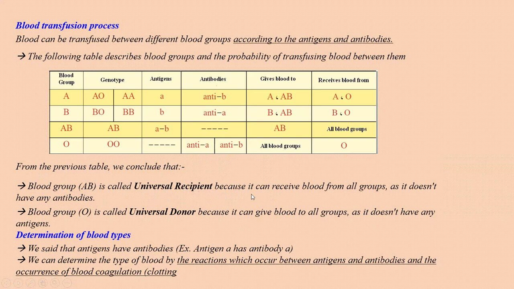Universal recipient because it can receive blood from all groups as it doesn't have any antibodies. While blood group O is called universal donor, it can give blood to all blood groups. Why? Because it can give blood to all groups as it doesn't have any antigens. Okay? Determination of the blood type, we said that antigen has antibodies.